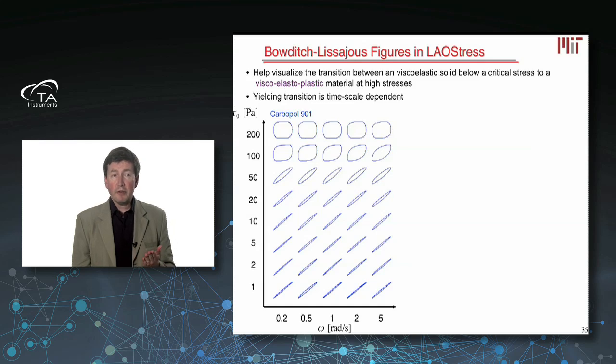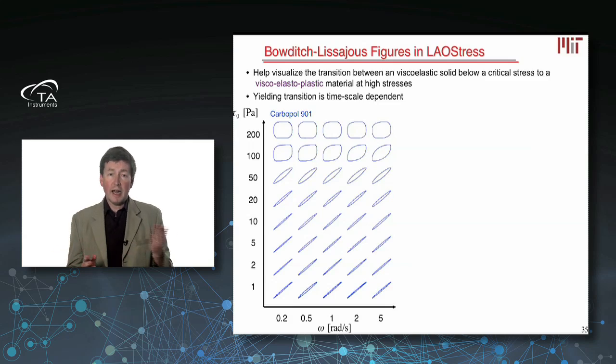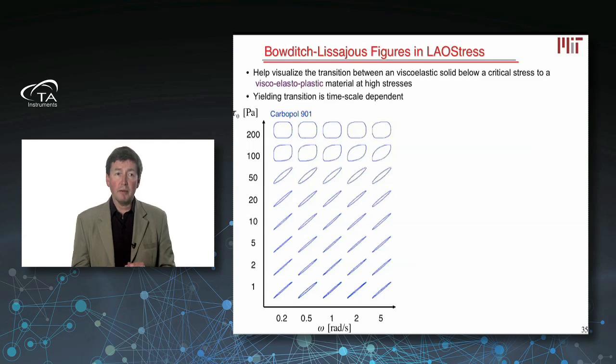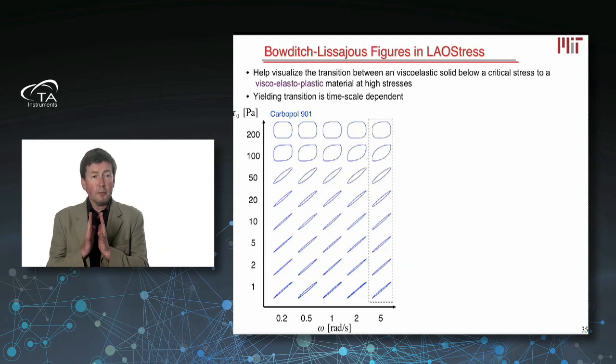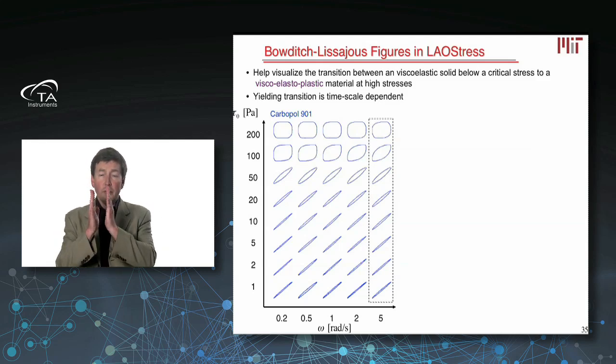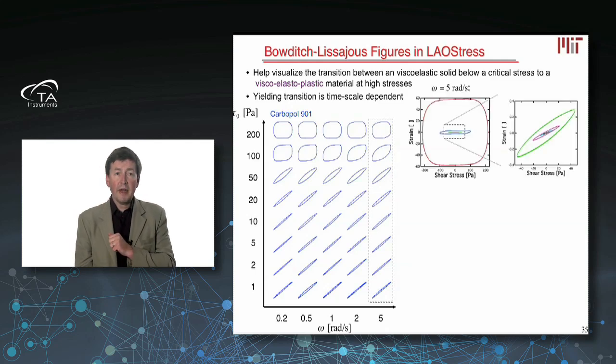So you can see that the critical stress that we normally think about as a yield stress is actually both a frequency-dependent and a stress-dependent kind of quantity. And so it's really not a single number. It depends on the frequency or on the time scale of the experiment. So let's focus on one particular vertical slice through this. So we'll pick a frequency of 5 radians per second, and let's compare the results.